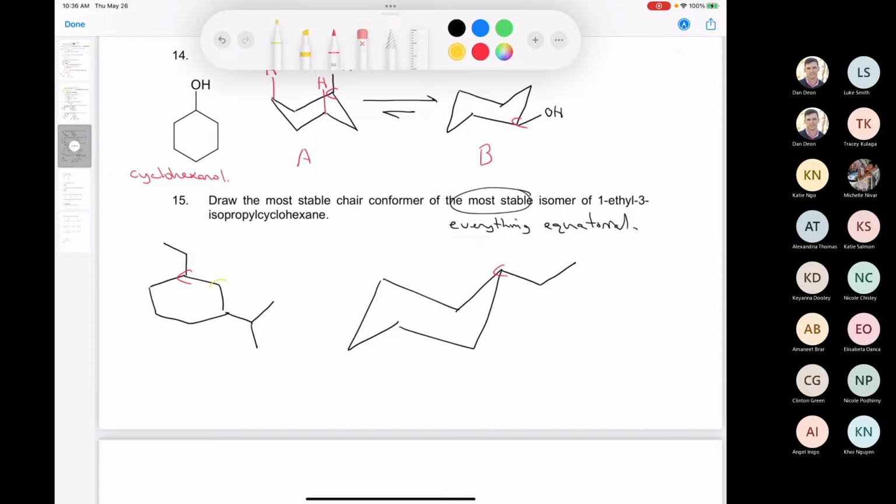Then we skip the yellow carbon. Then we come to the blue carbon. And at the blue carbon, we have our isopropyl group, and let's draw it equatorial. So remember that the equatorial bond should be parallel to these two lines. So we draw our bond going off in the same direction as those two lines. So there's our CH, CH3, CH3. So both substituents equatorial.